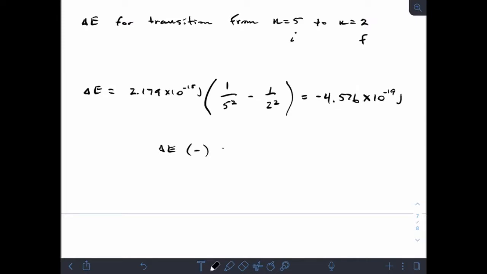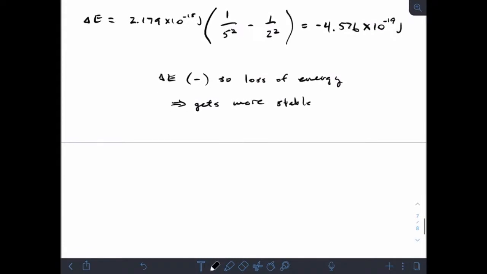Right, so it loses energy. That means that it gets more stable. Remembering that because electrons like to be at lowest possible energy, when they have less energy, they are more stable than when they're at higher energy. Now that amount of energy leaves as a photon.